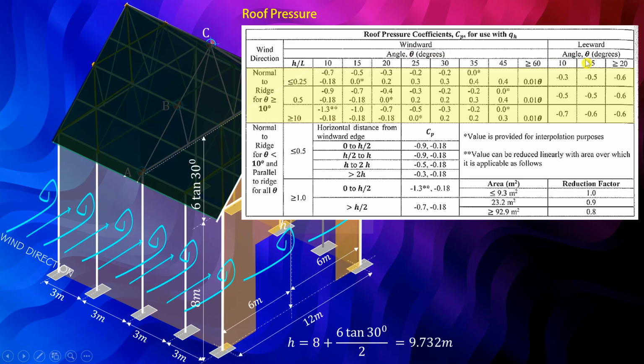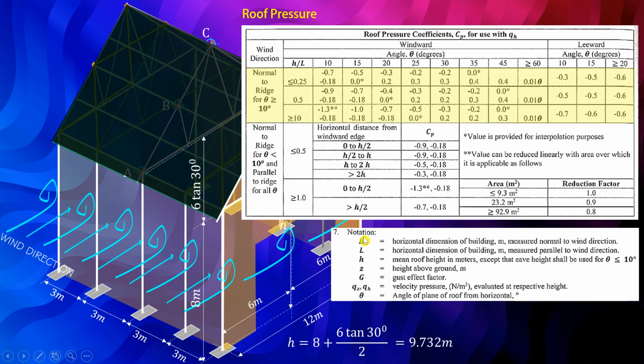We have windward and leeward, and then we have here the ratio H over L. In this notation, L is the horizontal dimension of the building measured parallel to the wind direction. So this is our wind direction, and this is the length parallel to it. And H is the mean roof height in meters, which we computed earlier, 9.732, except that the eave height shall be used for theta less than or equal to 10 degrees.